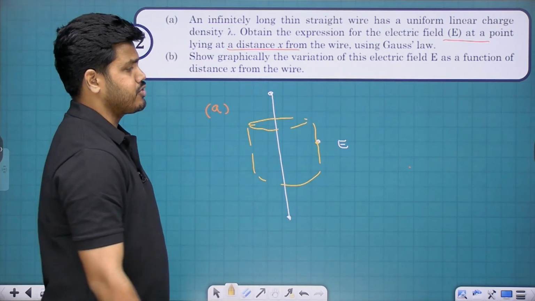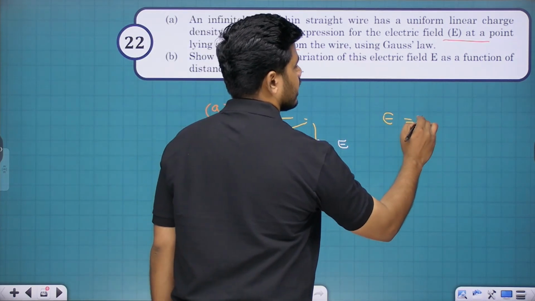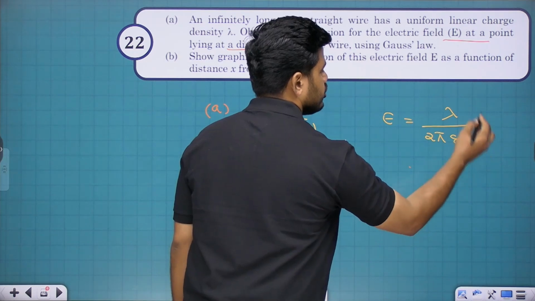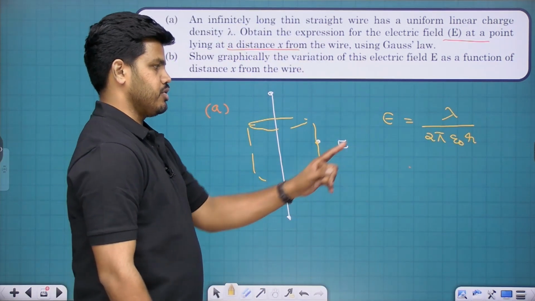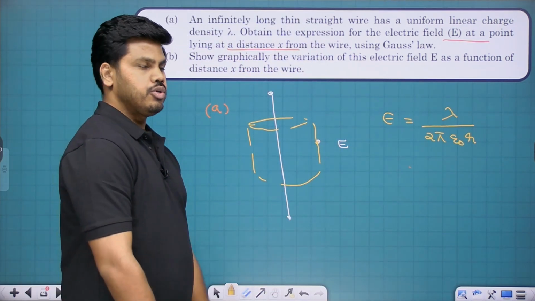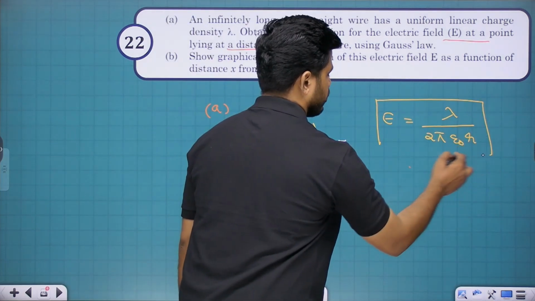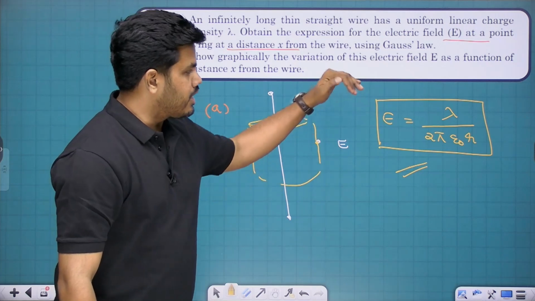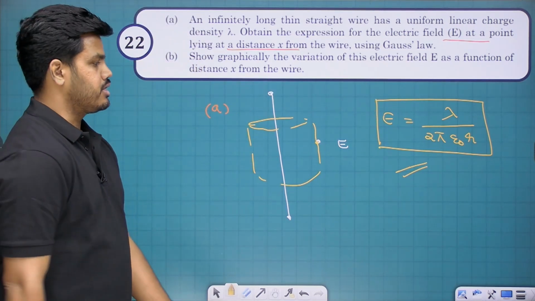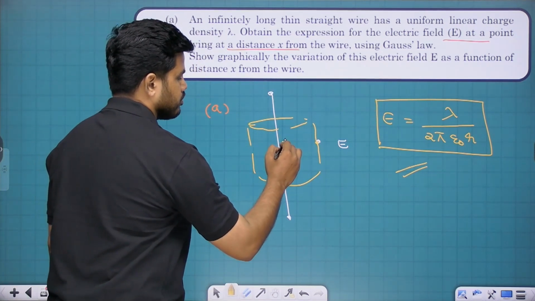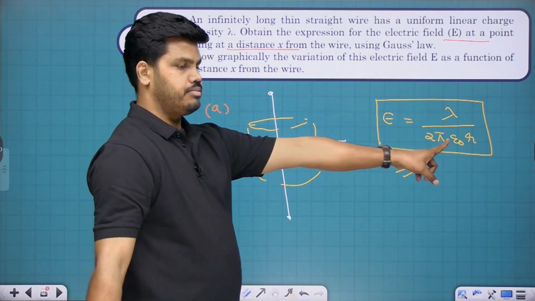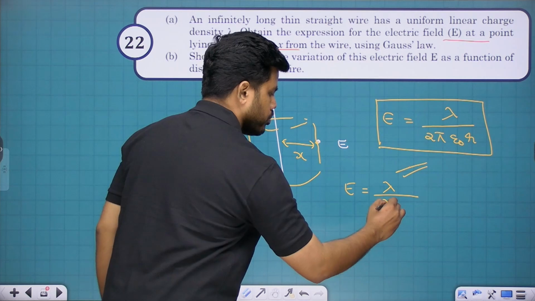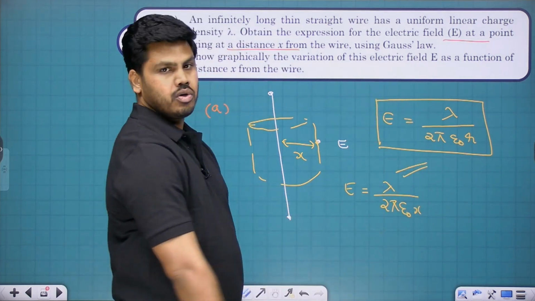Just revise that derivation, and we got the expression for electric field as lambda divided by 2 pi epsilon 0 R, right? That was the equation, or 2 lambda divided by 4 pi epsilon 0 R. That equation you have to obtain, just revise the derivation. Show graphically the variation of this electric field E as a function of distance x. See, you are given distance from the wire as x instead of R, okay? So E is going to be lambda divided by 2 pi epsilon 0 x.